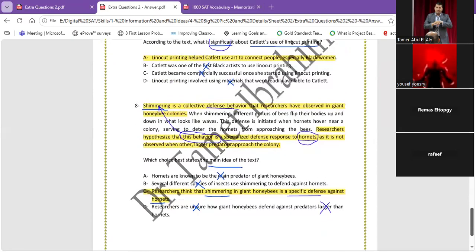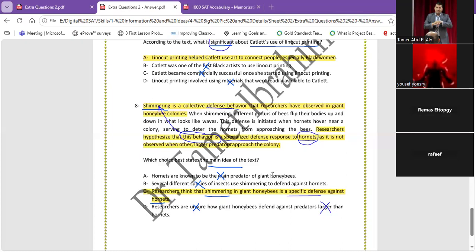Also, I'm going to explain. Whenever we find the main idea, read the first sentence and the last sentence, as I told you, and start eliminating. As you can find here, it's a level 1. It's easy. It says shimmering is a collective defense behavior that researchers have observed in giant honeybee colonies. The last sentence: researchers hypothesize that this behavior is a specialized defense response to hornets only, as it's not observed when other large predators approach the colony. So shimmering is only used by honeybees for hornets, not for others. Hornets are known to be the main predator of giant honeybees. It's not the main thing.